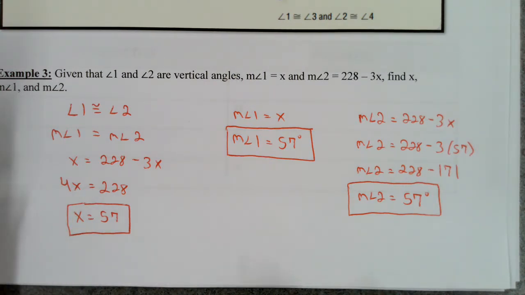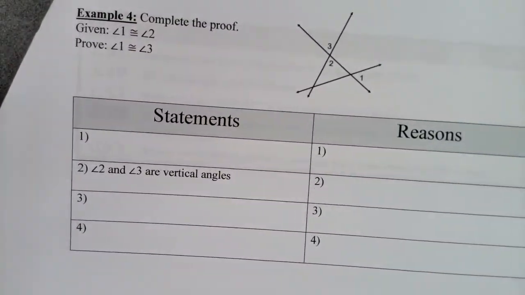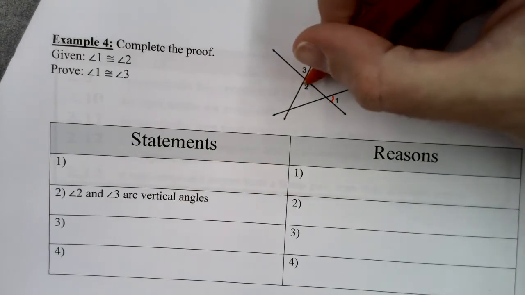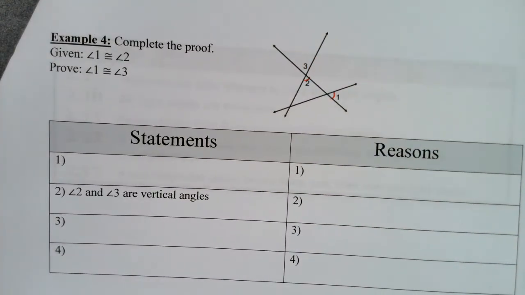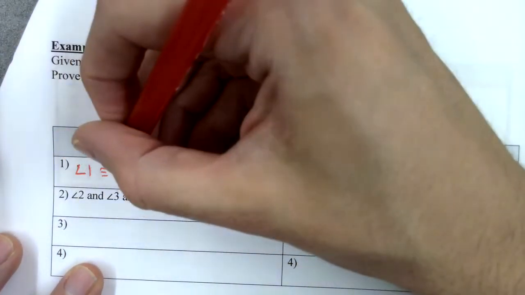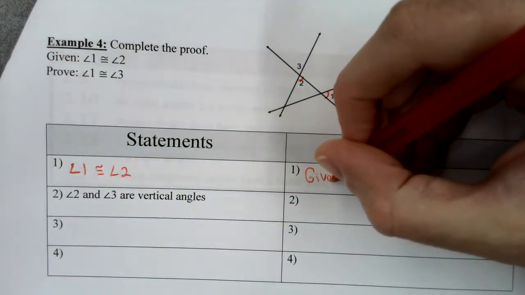Okay. Next problem. Example 4, back to proof, sadly. Given that angle 1 is congruent to angle 2, let's label that. Might as well. Prove that angle 1 is congruent to angle 3. Okay. Angle 1 is congruent to angle 2, given.